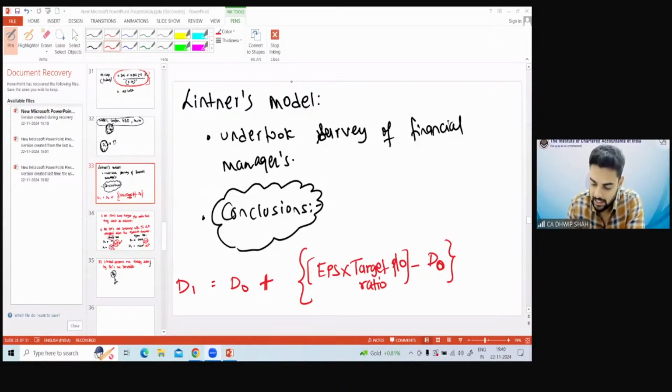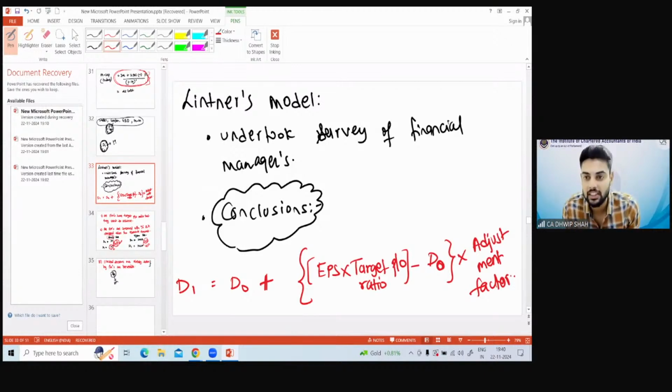Correct? And lastly, Lintner multiplied this bracket with a factor called adjustment factor, or speed of adjustment. And this factor is an imaginary number. Even the module has mentioned this, that the speed of adjustment that Lintner has multiplied is not derived from any logic. It is an imaginary number.